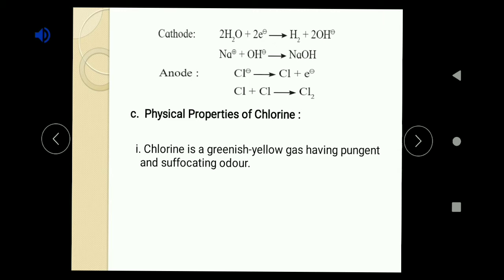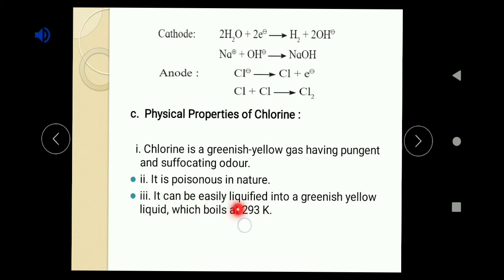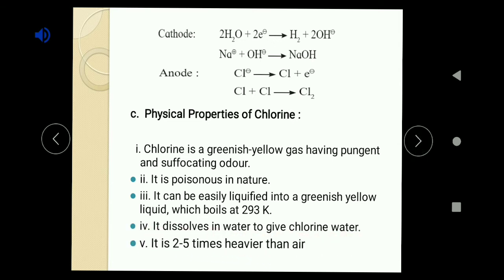It has somewhat pungent or suffocating odor. It is poisonous in nature. It can be easily liquefied into greenish yellow colored liquid which has a boiling point about 293 Kelvin. It dissolves easily in water to give chlorine water, and it is 2.5 times heavier than air. So these are the physical properties of chlorine.